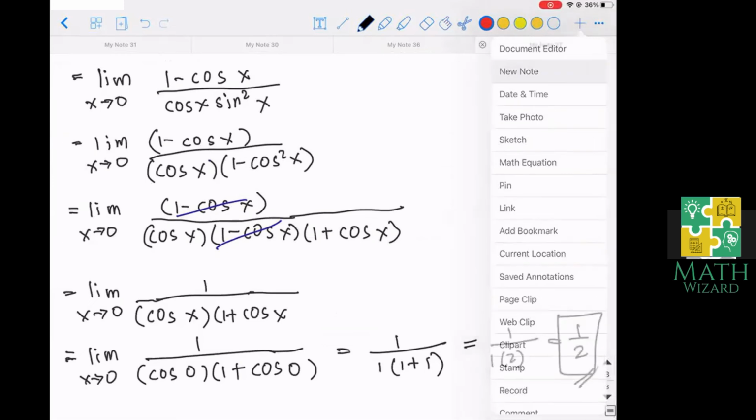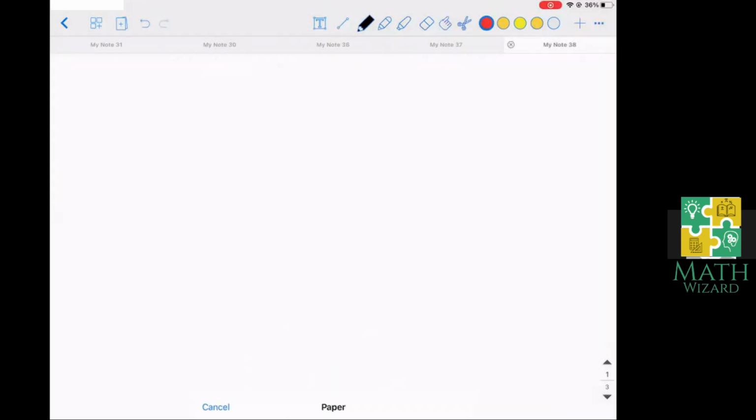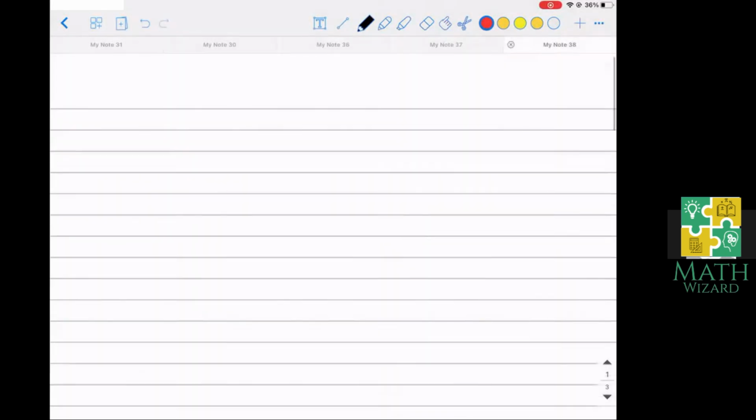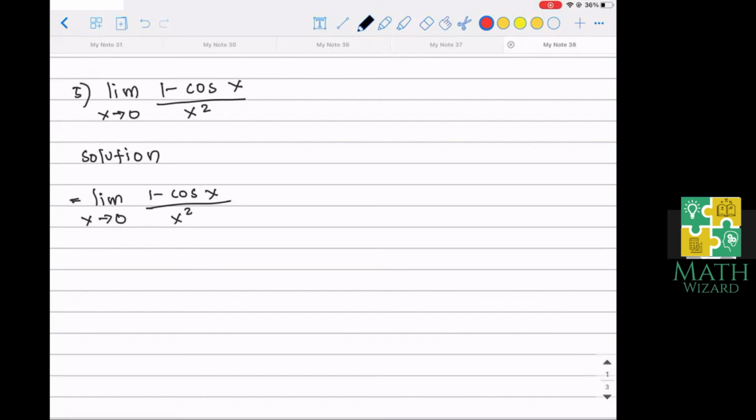Let's add another one. Kasi parang puno na. Okay. Let's have another example. Okay. Let's say, ang given naman natin ay, this is example 5. The limit of 1 minus cosine x over x square as x approaches to 0. So solution. Copy lang natin. This is the limit of 1 minus cosine x over x square as x approaches to 0.